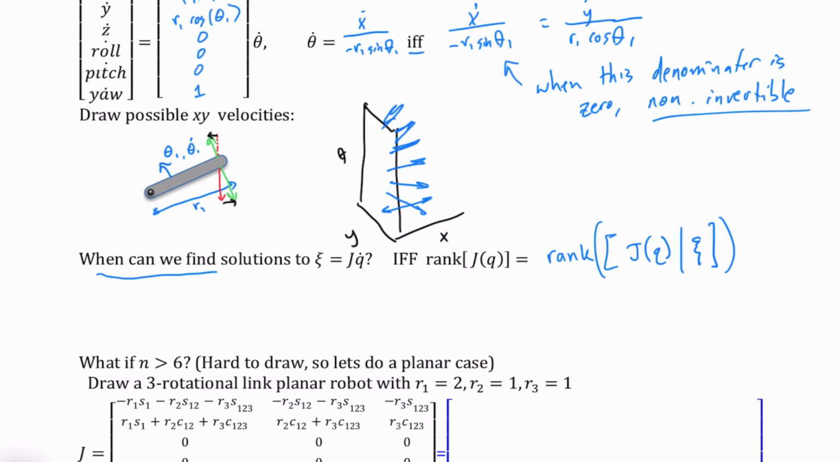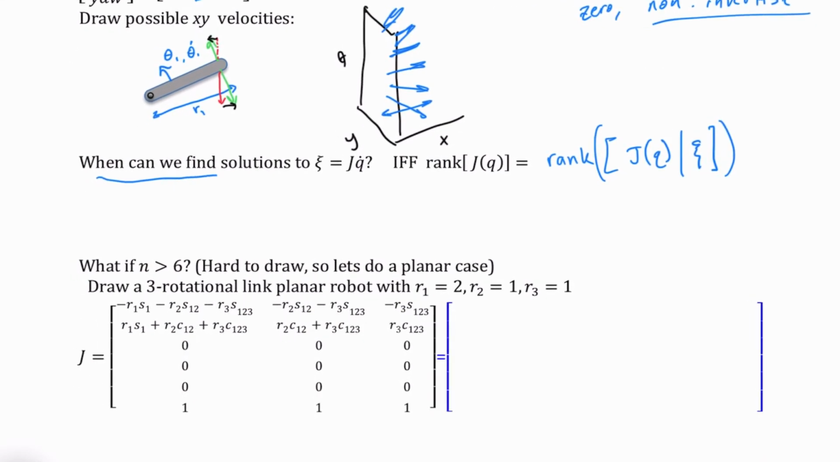So what happens if you had a robot that has lots of degrees of freedom? Well, this is kind of hard to draw, so let's start with a planar case, where we've got a 3 rotational link planar robot. We've got R1 equals 2, R2 equals 1, and R3 equals 1. And I've taken the liberty to write the Jacobian in for you already. So now all we have to do is input this same Jacobian with our link lengths. So let's put that in.